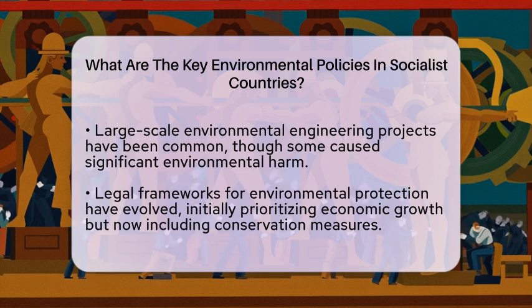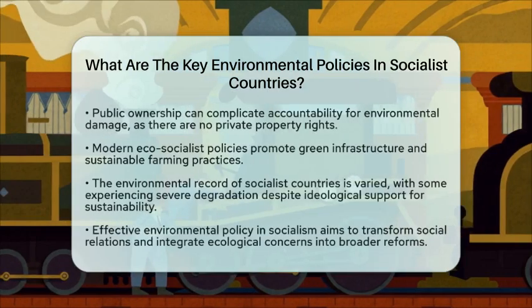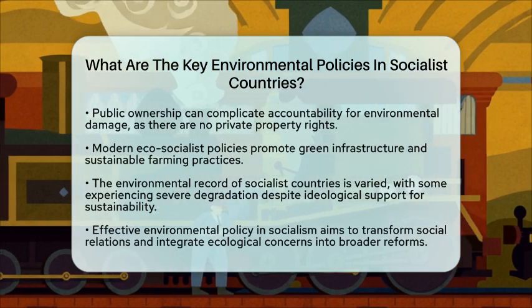Modern eco-socialist policies emphasize the promotion of green infrastructure and ecological agriculture. These initiatives focus on transitioning to renewable energy, developing sustainable farming practices, and reducing environmental impacts while promoting social equity.